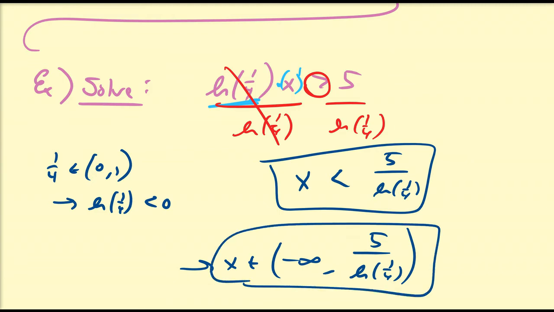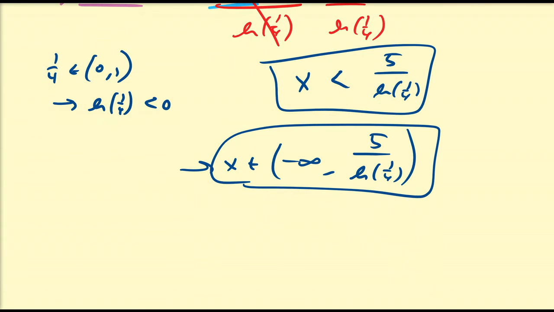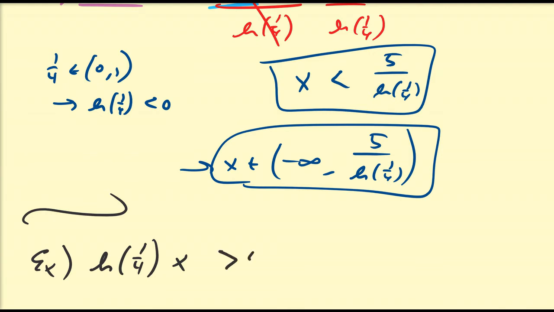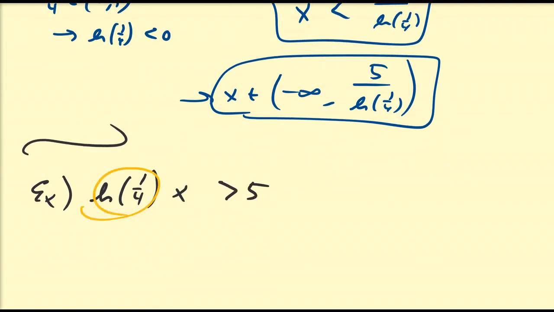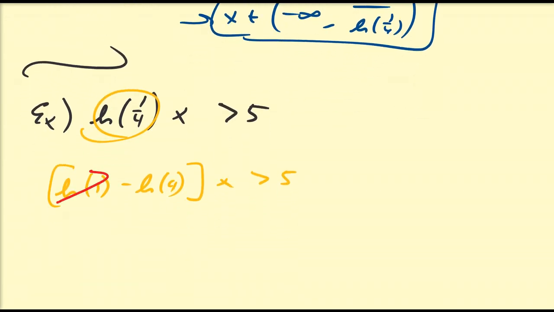Now you could approach this in an alternate way, and let me show you how to do it another way. So again, we have the natural log of 1/4 to the x is greater than 5. What I can do is apply my properties of logarithms on this natural log of a quotient, which is the natural log of 1 minus the natural log of 4 to the x is greater than 5, right? So remember the natural log of 1 is 0. So we just have the negative natural log of 4 to the x is greater than 5.